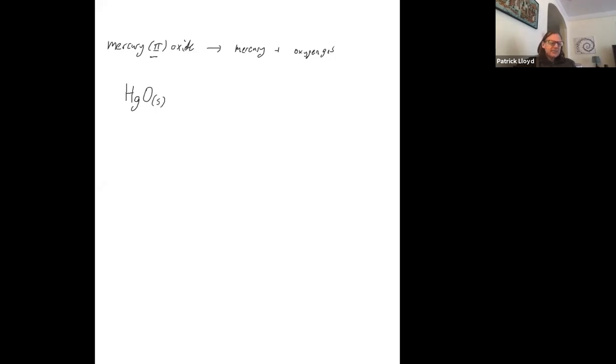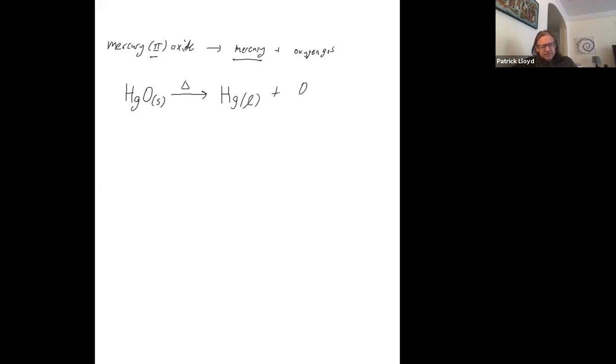It's very pretty. It'd be nice to work with it in the lab, except that mercury is a neurotoxin, so you don't want to do that. Again, you're heating it, and then you're getting liquid mercury. Remember, mercury is a liquid at room temperature. It's the only metal that's a liquid at room temperature. Gallium is almost a liquid at room temperature. Its melting point is right about where you put it in your hand. Gallium will actually start to melt. Mercury is a liquid, and then oxygen gas.